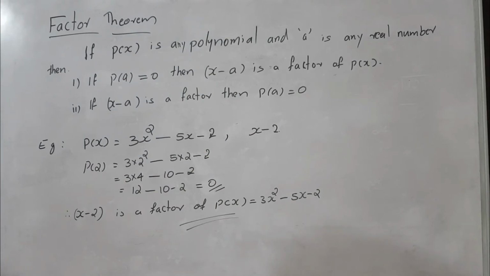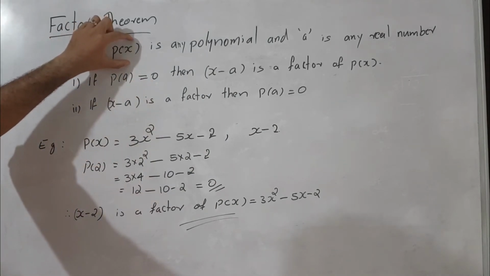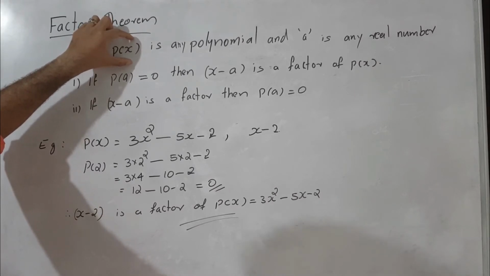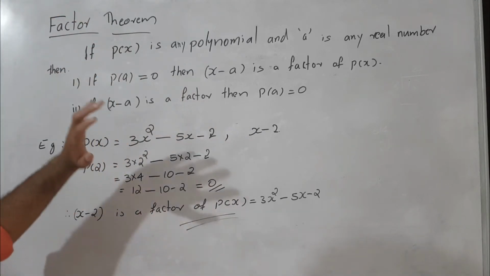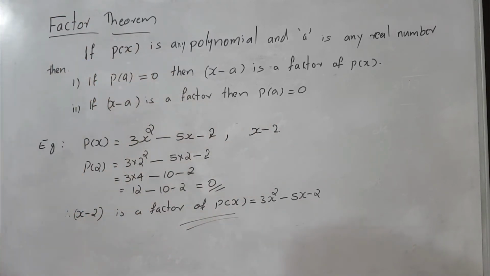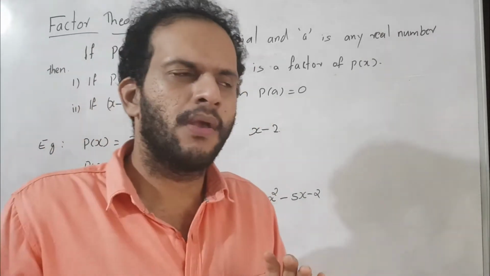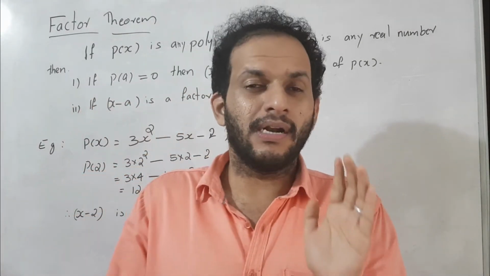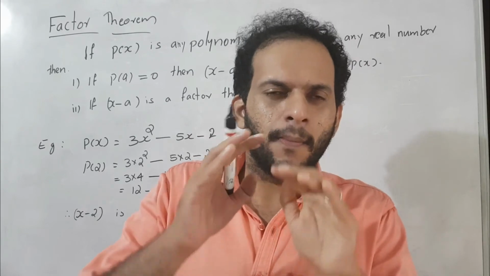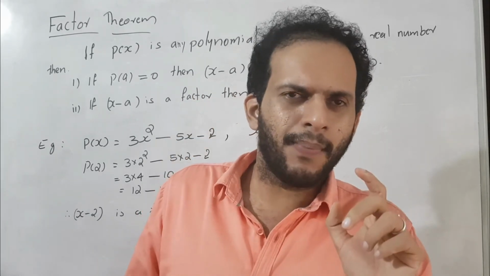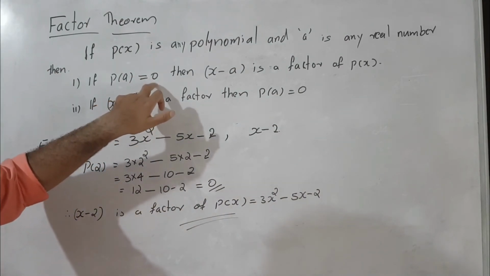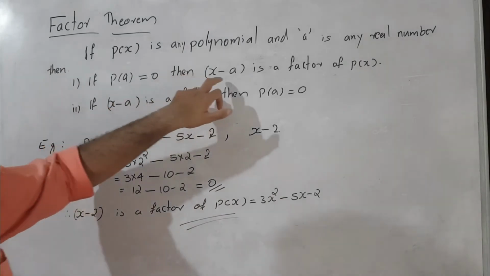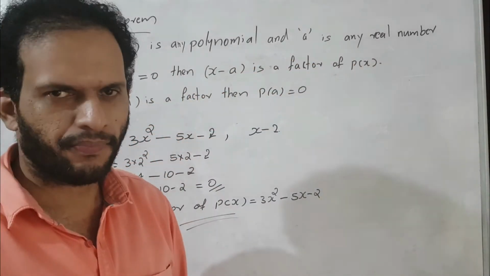എന്താണ് മക്കളെ ആദ്യത്തെ പറയുന്നത്? P of x എന്ന് പറയുന്നത് ഏത് പോളിനോമിയലും ആകാം, nth ഡിഗ്രി പോളിനോമിയൽ, n ഗ്രേറ്റർ ദാൻ ഓർ ഈക്വൽ ടു 1. ആ P of x നെ x minus a കൊണ്ട് ഡിവൈഡ് ചെയ്യുമ്പോൾ കിട്ടുന്ന റിമൈൻഡർ ആണ് P of a. ആ P of a യുടെ വാല്യൂ 0 ആണെങ്കിൽ നമ്മൾ പറയും x minus a is a factor of P of x.